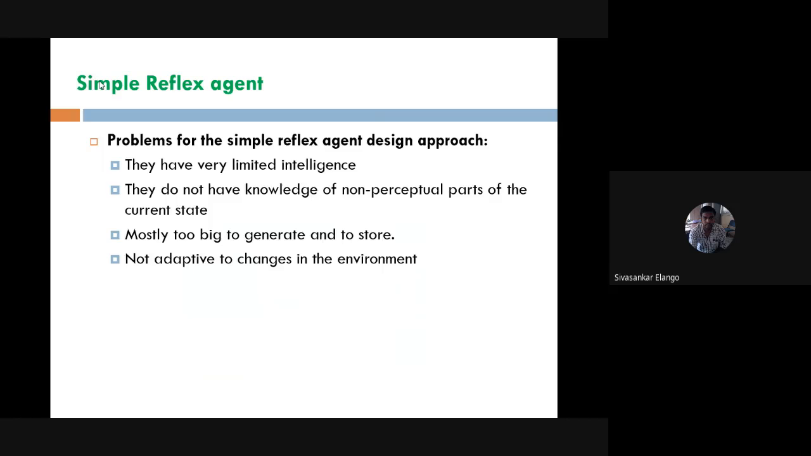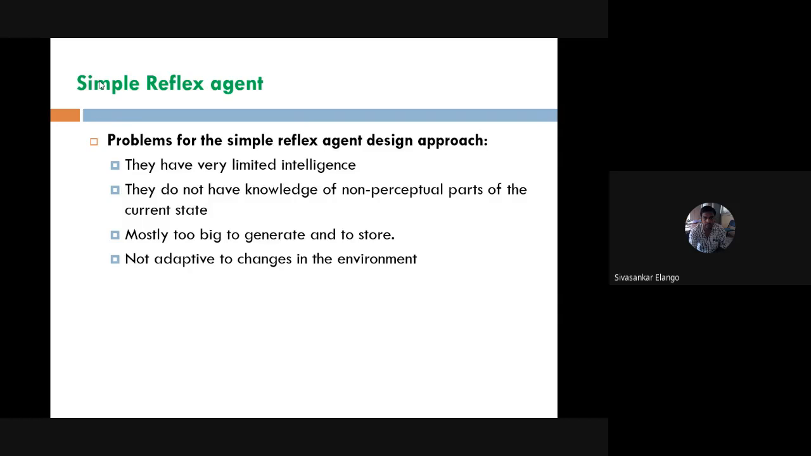So the problem in this simple reflex agent design approach is that it has very limited intelligence, right? Since they don't have any percept history, it's not possible to store the history of the data that is being perceived. So they have very limited intelligence and they do not have knowledge of non-perceptual parts of the current state, right? The percept history is missing, so they do not have any knowledge about the particular system, and they are very big to generate and store, right?